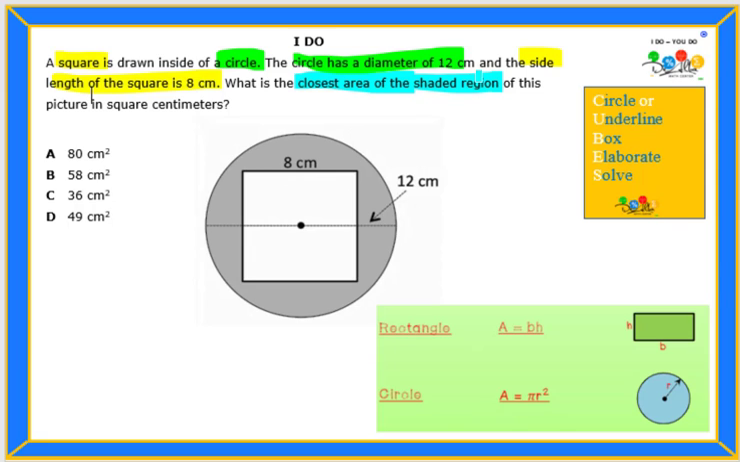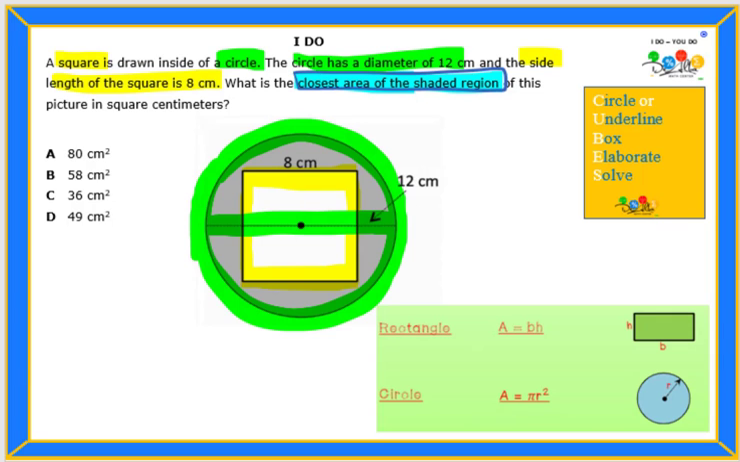So we have circled and underlined our important information. We are going to make sure to box in our question. It says, what is the closest area of the shaded region? So the first thing we're going to do is find the shapes. And we've already been told in the first sentence of the problem that we have a square and a circle.